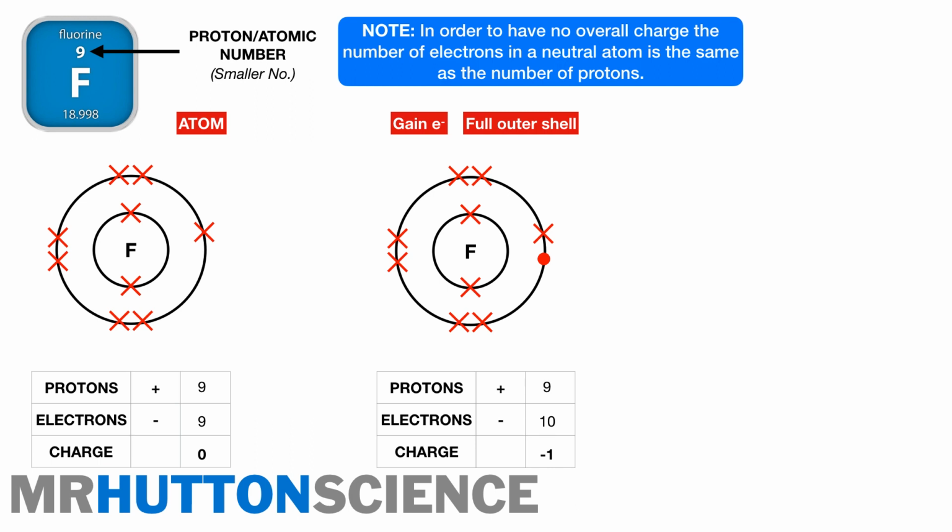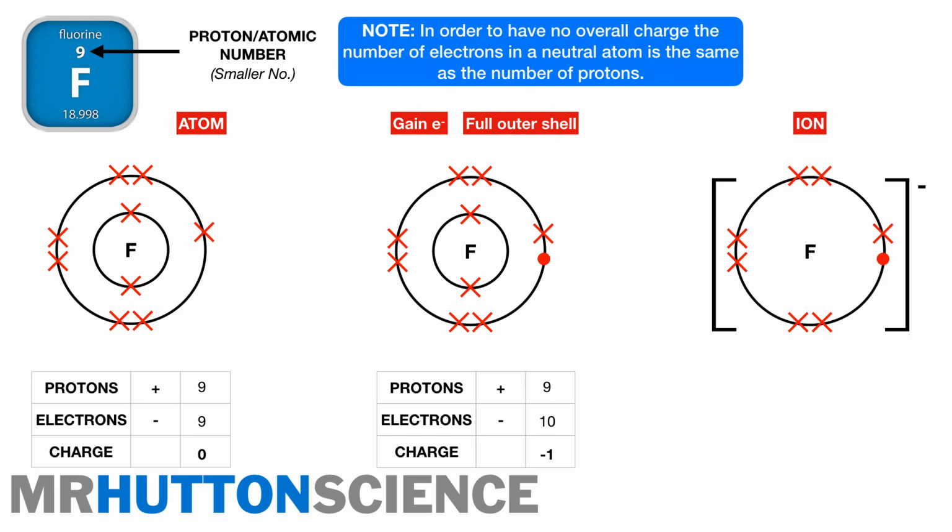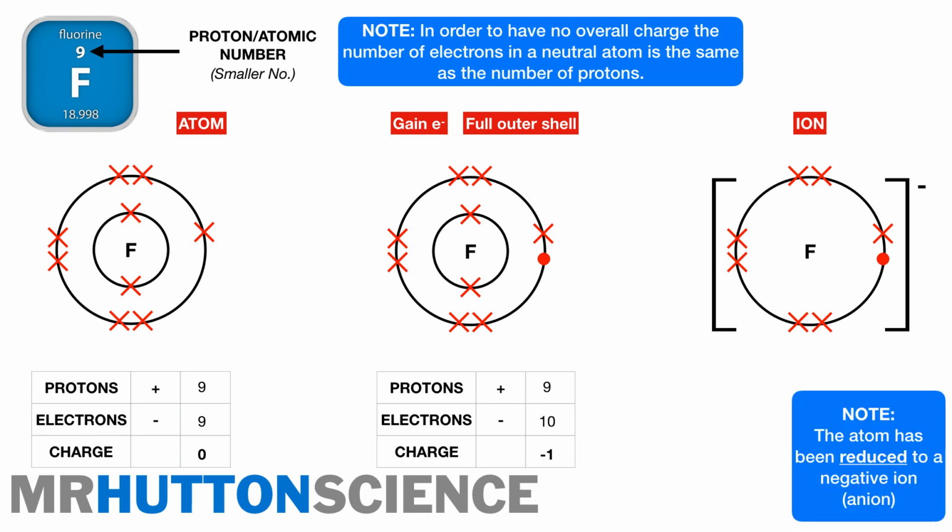So if we write the ion out, as before, we don't have to show the inner shell, you only show the outer shell. So there we go, we've got our fluorine, well, it's a fluoride ion, I should say, with its negative charge in the top right outside the brackets. And this time, have we been oxidized or reduced? What do you think? You got it, reduced to form a negative ion known as an anion.